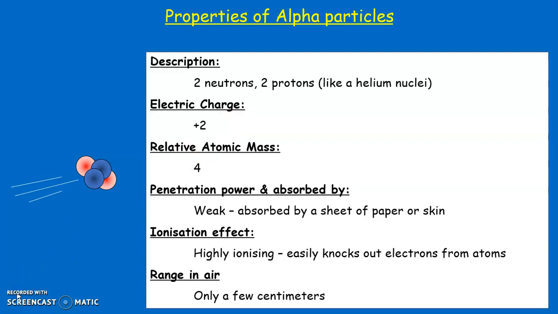And finally, the range in air. What that means is, if nothing got in the way, how far would an alpha particle travel through air? Well, it'll only be a few centimeters, because the air itself ends up absorbing the alpha particles. And because of their mass as well, they kind of end up falling. So they only travel a very few centimeters in air.